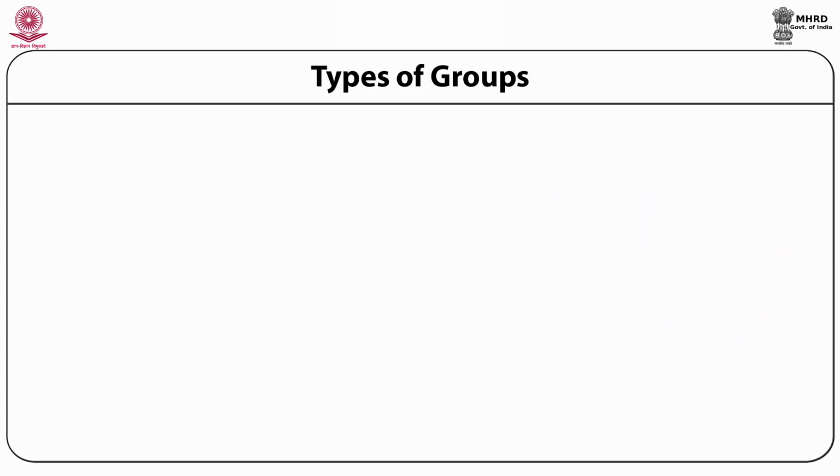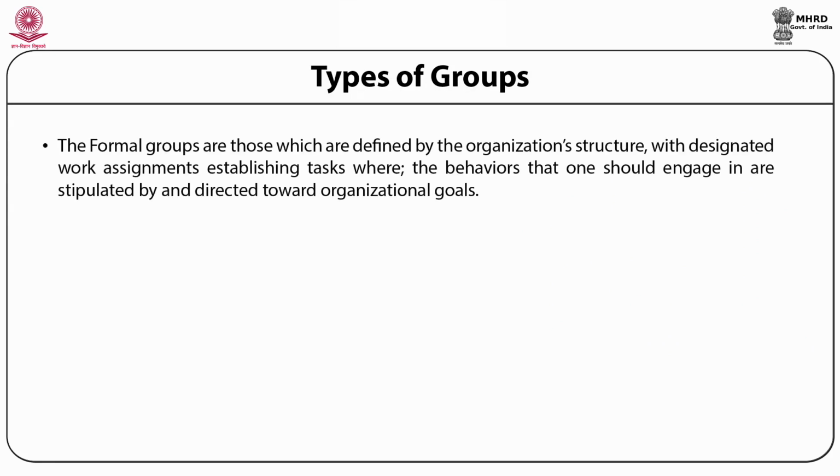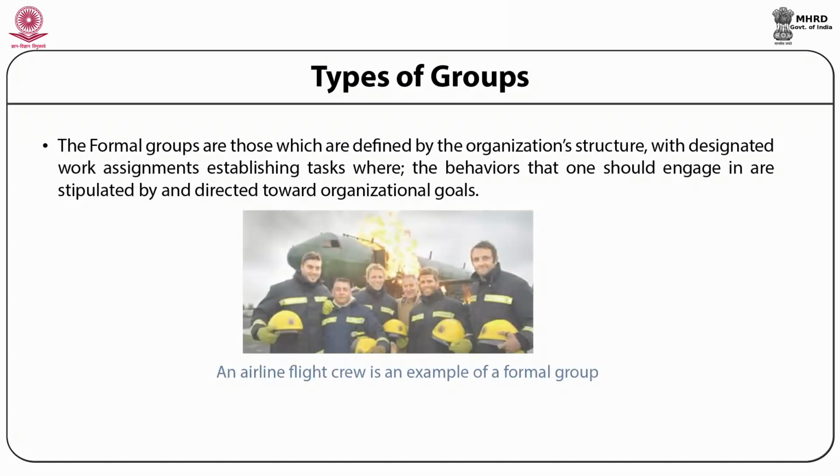There are different types of groups as has already been discussed, and in these, formal groups are those which are defined by the organization's structure, which has very predetermined designated work assignments allotted to the members of the groups, which has clear-cut establishment of the tasks which are to be performed by different members of the groups, the behaviors that they are supposed to engage in as being a part of the group. These all things are stipulated by and directed towards organizational goals. For example, an airline flight crew is an example of a formal group.